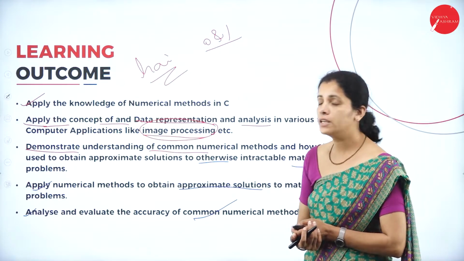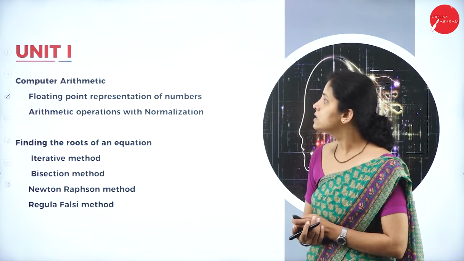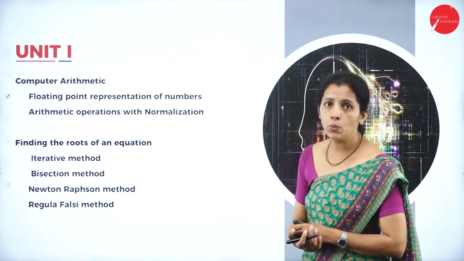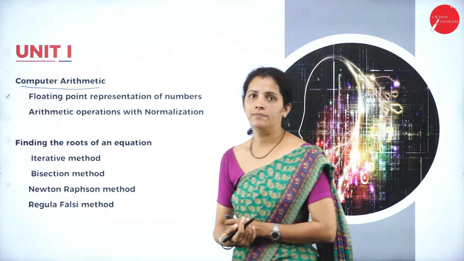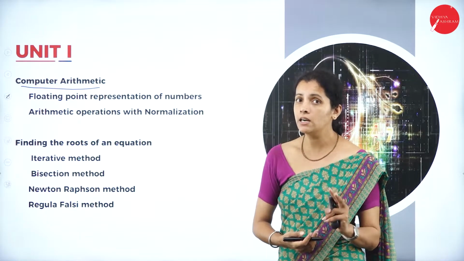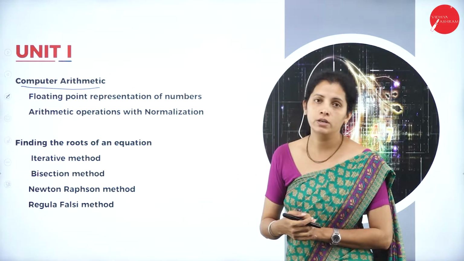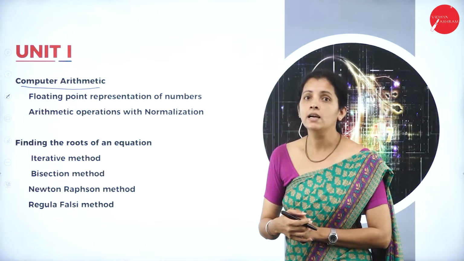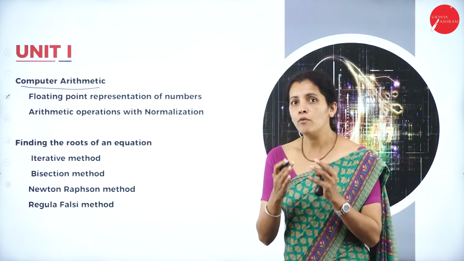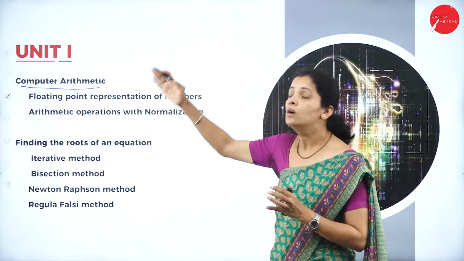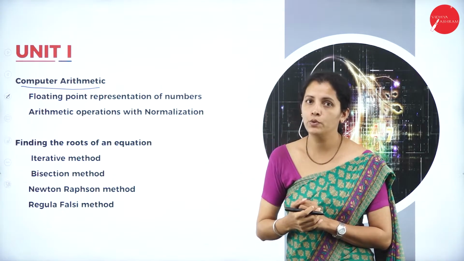So these are some of the study outcomes or learning outcomes of this subject. Now, if I consider unit 1, under unit 1, I have computer arithmetic. Now, the question here arises: why do I want to study computer arithmetic? So, dear student, computers are electronic machines, and if I want the computer to perform some work, then I have to instruct the computer system.